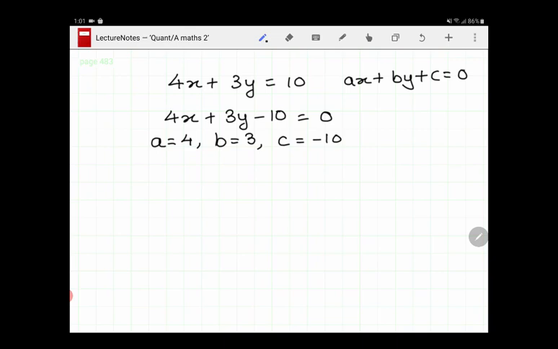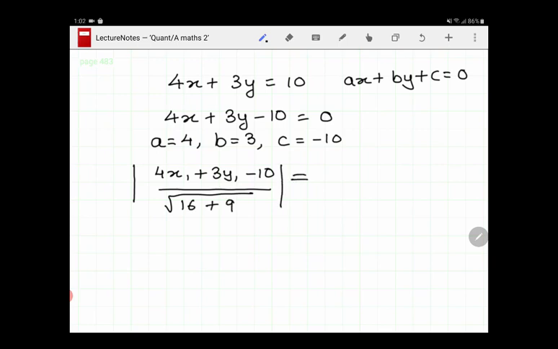Now, we have to find the points on the line which are at a distance of 1 unit. We already know the formula of perpendicular distance. So, we get |4x1 + 3y1 - 10| divided by the root of a square plus b square, and this gives me the perpendicular distance which is given to be 1. So we will solve this. We are assuming (x1, y1) are the points which are at a distance of 1 unit.